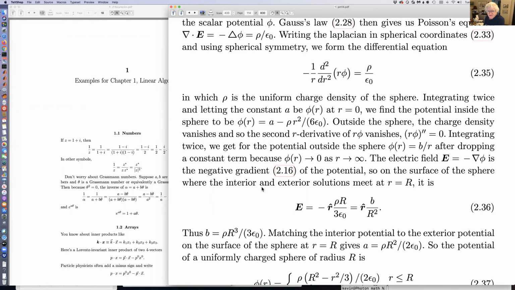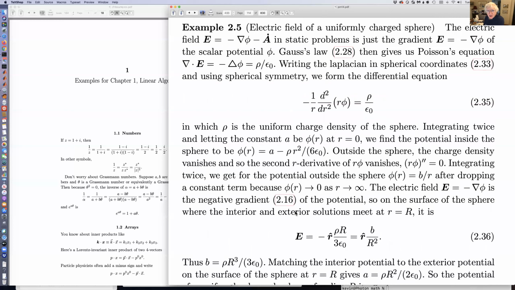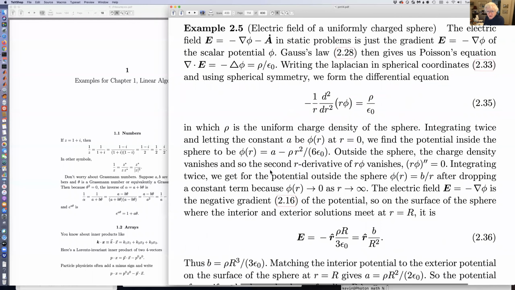So on the surface of the sphere, the electric field is minus the gradient of the potential. So it's minus the gradient of this. Where's capital R? Oh, right. Okay. So this would be 1 over 3 epsilon 0 minus, oh, there should be a plus here, shouldn't there? I think there should be a plus here.